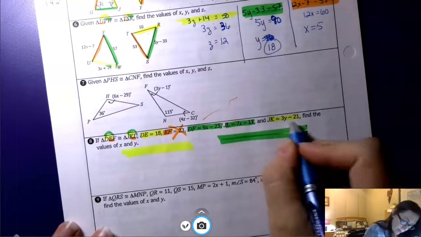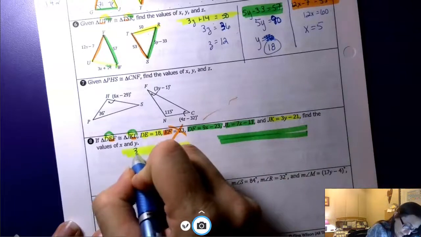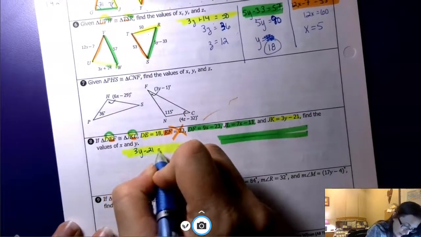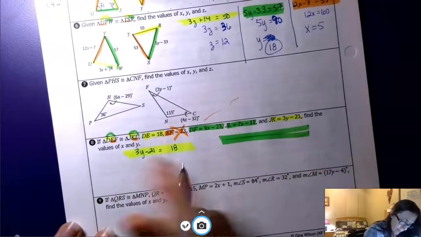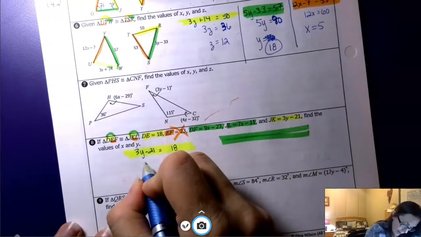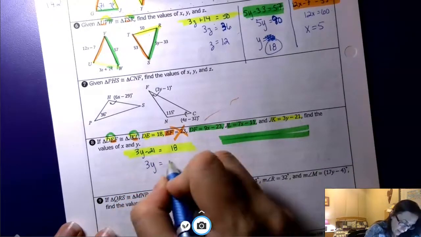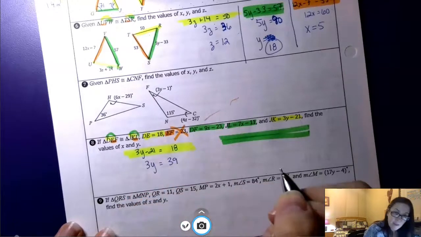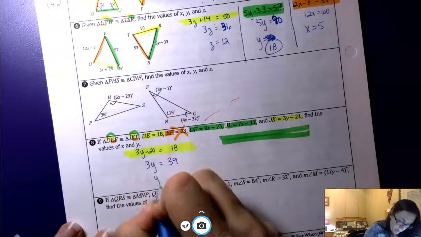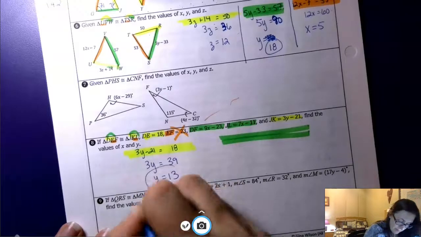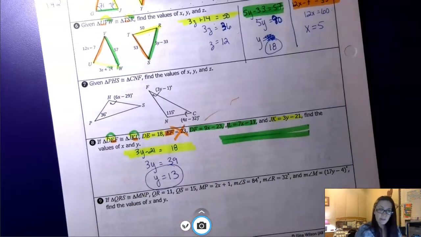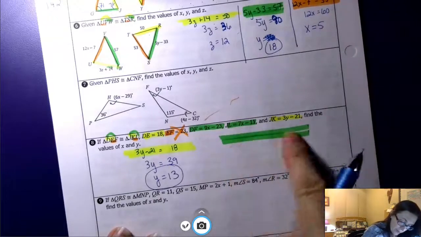So I'm going to take 3y minus 21 equals 18. I'm going to add 21 over here, and I get 3y equals 39. Divide both sides here by 3, and I get y equals 13. So again, hopefully you pause when you're working to check it. Pause again if you need to.